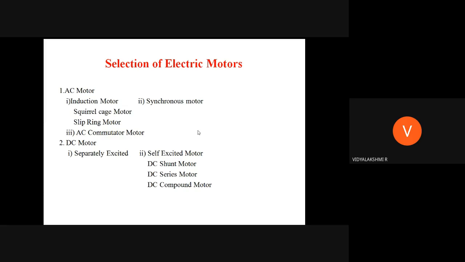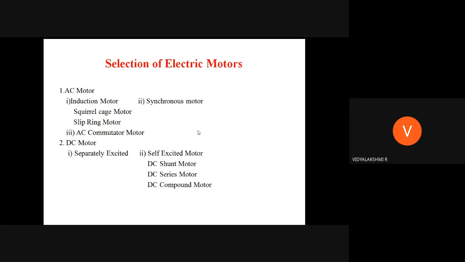And the next one is the synchronous motor. Compared to induction motor, synchronous motor has a higher initial cost, but it can be used for constant speed. In case my drive needs a constant speed, meaning 1500 rpm, I can move with the synchronous motor.